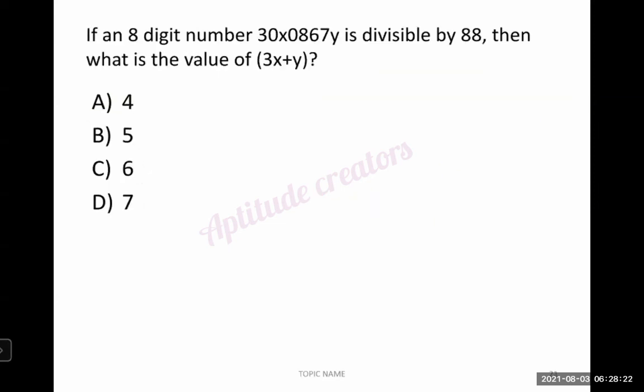Moving forward to next. If an 8-digit number 30x0867y is divisible by 88, what is the divisibility rule for 88? We have not learned that, but we can split 88 into 11 into 8. I know the divisibility rule for 8 and I know the divisibility rule for 11. Now what is the divisibility rule for 8? That is the last three digits. What is the divisibility rule for 11? That is the alternative digit summation difference must be 0, right?